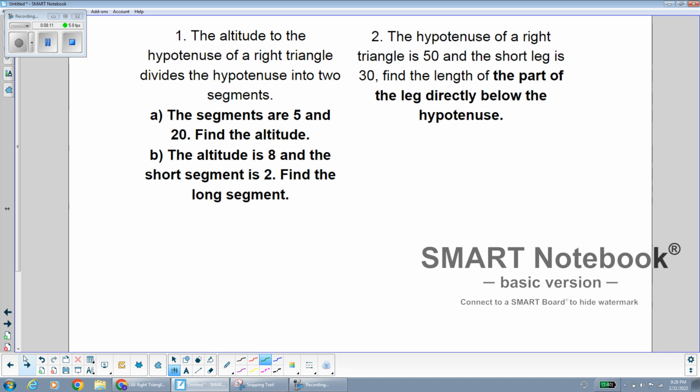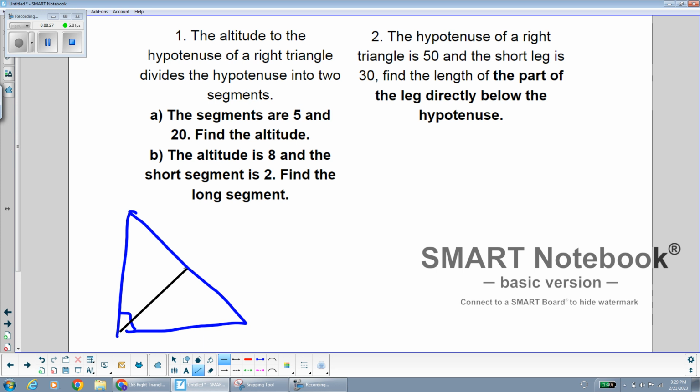Let's do a couple of practice examples. So this first one says the altitude to the hypotenuse of a right triangle. So let me draw a picture. Right triangle, altitude to its hypotenuse. Okay, so it says it divides the hypotenuse in two segments, which I see here. In part A, it says the segments are 5 and 20. And it says to find the altitude.